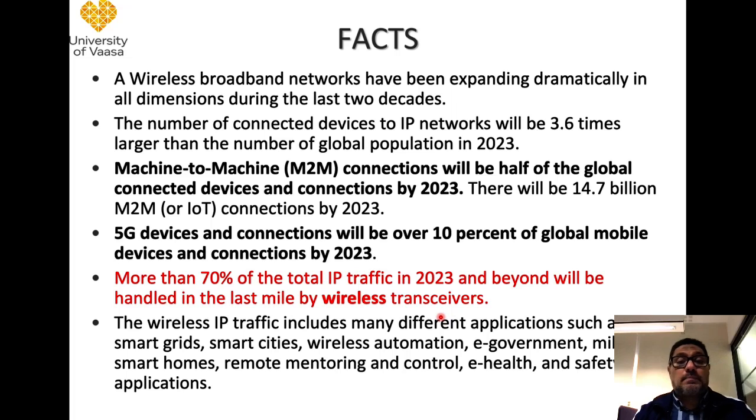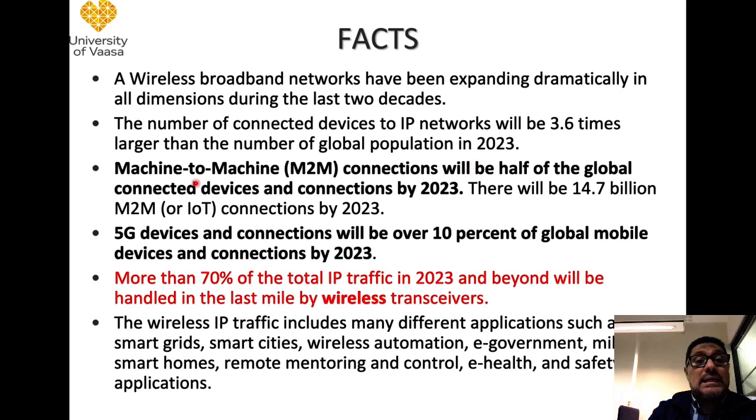Okay, and there are some facts also about the prediction of the usage of wireless communication. The number of devices connected to the Internet Protocol (IP) network will be more than 3.5 times larger than the global population in 2023. It means that within 3 years, the number of devices connected to the IP network will be close to 20 billion devices.